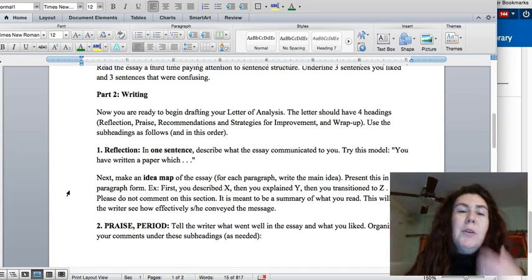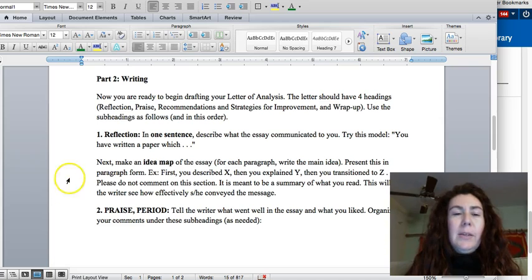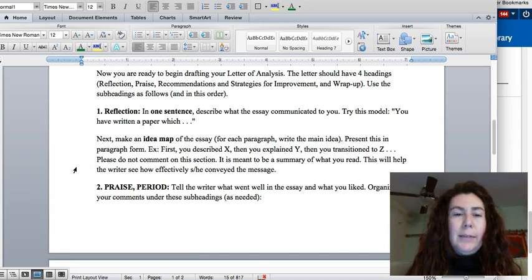Okay, so after you've read the essay a couple of times to familiarize yourself with it, you're ready to begin your writing process. The first thing you're going to do is a one-sentence summary of the paper. For example, you can start with, you have written a paper which discusses compassion fatigue, or whatever it is the author has written on. The second thing you're going to do is write a paragraph, or you could do an outline of each paragraph in the essay. I want you to summarize it into one sentence.